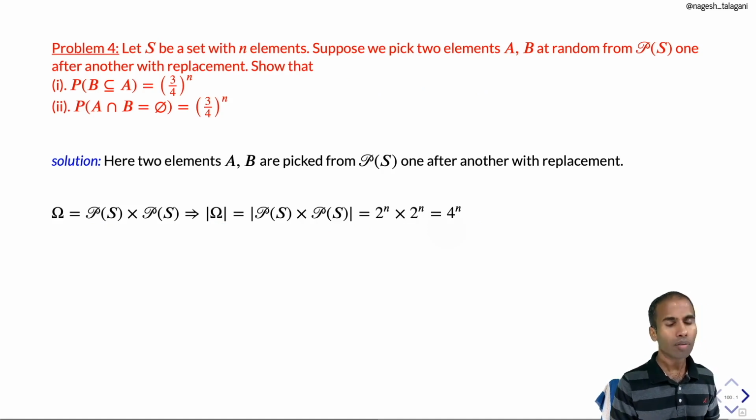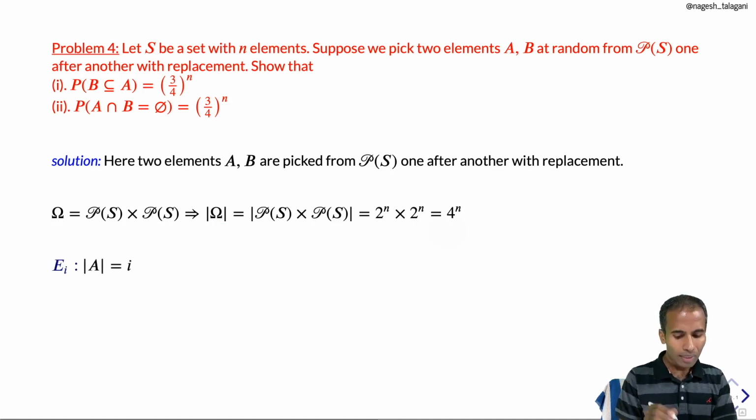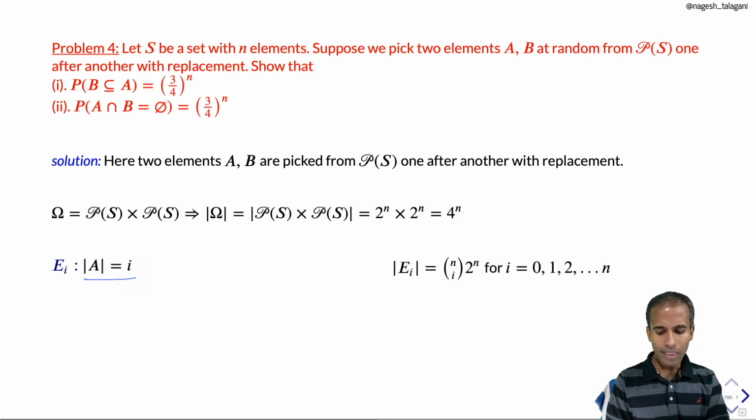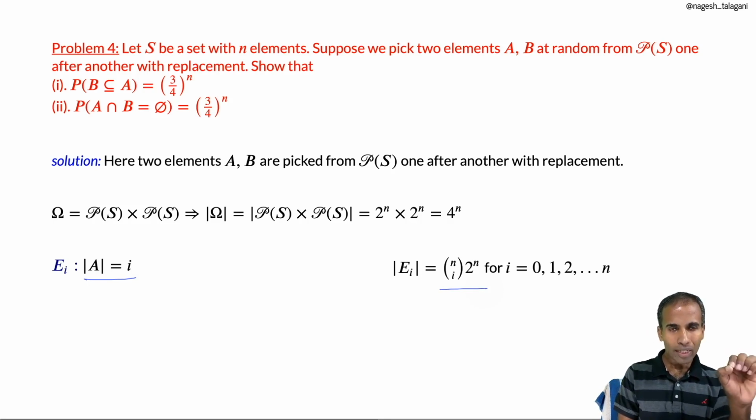Okay. Now let Ei be the event that A has size i. No condition on B, but A should have size i. Okay. So the number of elements in Ei is going to be n choose i times 2^n, because here I want to pick any subset of size i. There are n choose i subsets of size i for S. If S has n elements, then there are n choose i subsets of size i. So A can be anything from those n choose i subsets. So n choose i ways we can pick A.